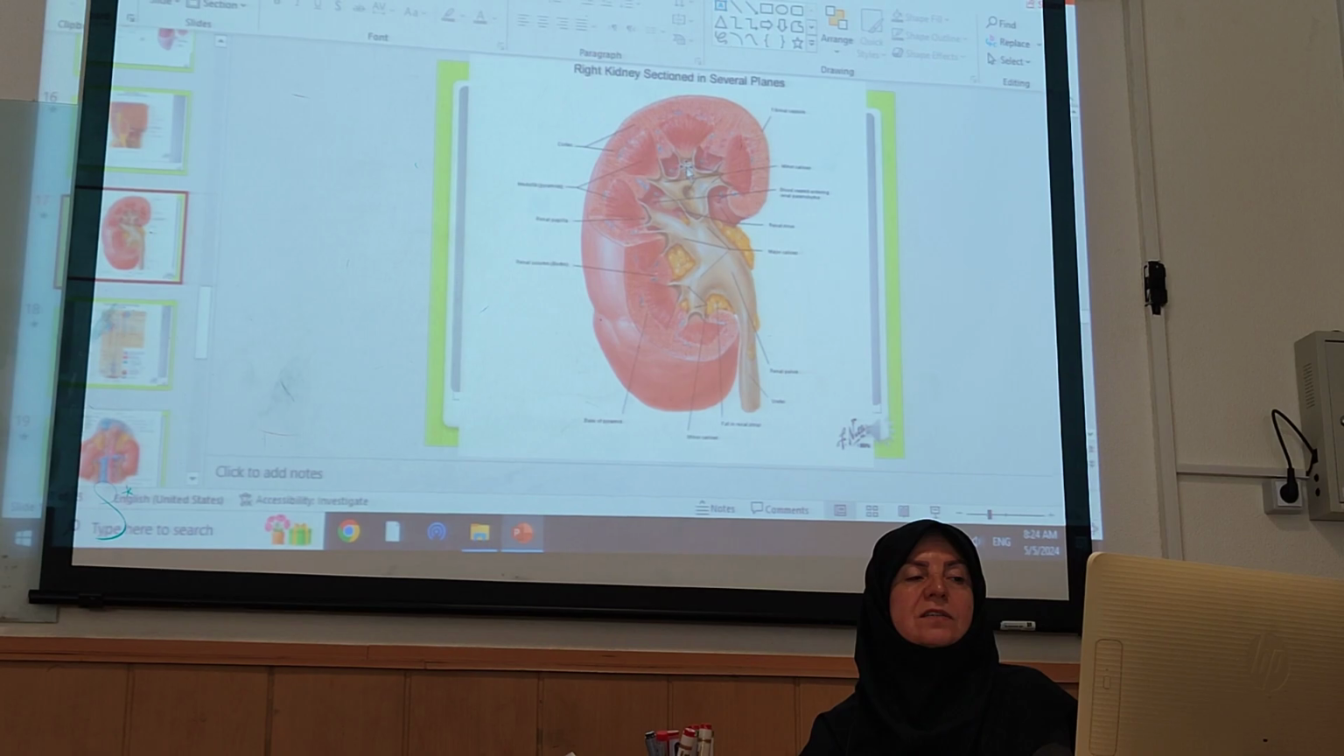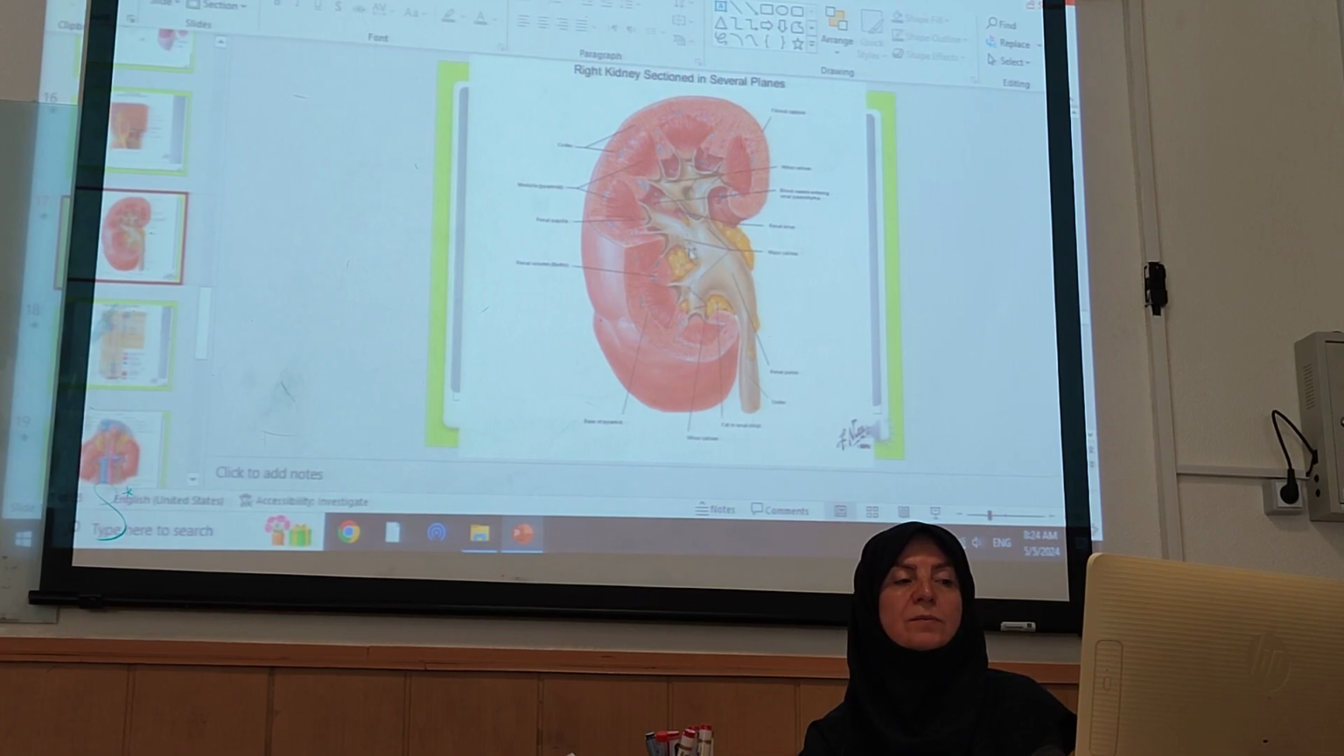And what's the name of this duct? The renal papilla opens into the minor calyces, and some drain to the major calyces, and the major calyces drain into the renal pelvis. Okay?